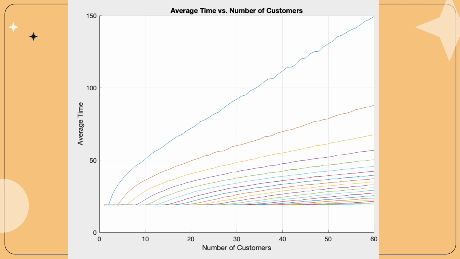I found that the more customers I had, the more overall time customers had to spend in the market. In this graph, top to bottom is 1 to 20 cashiers. From this, we can see that when there are less or equal to 20 cashiers, as the number of customers increases, the total average time increases as well. An increased number of cashiers reduces this rate of increase.